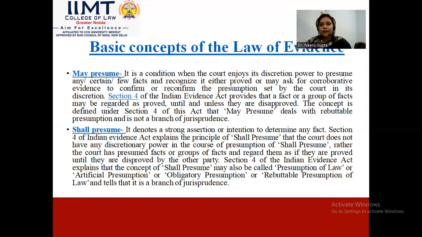Section 4 of the Indian Evidence Act explains that the concept of shall presume may also be called presumption of law or artificial presumption or obligatory presumption and rebuttable presumption of law.